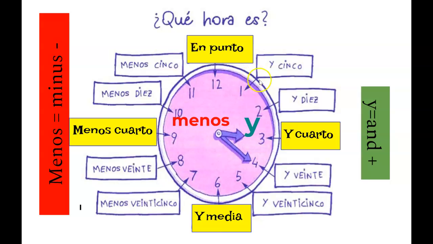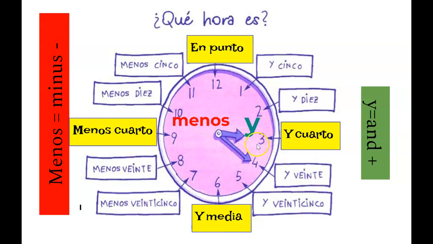On the right side of the clock, I'm going to be adding minutes, and I'm going to be using the word and, which is y. On the left side of the clock, I'm going to be subtracting minutes, and I'm going to use the word menos, which literally means minus, but we can also translate it as till.